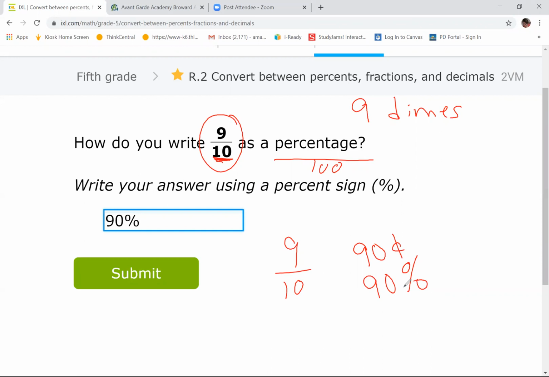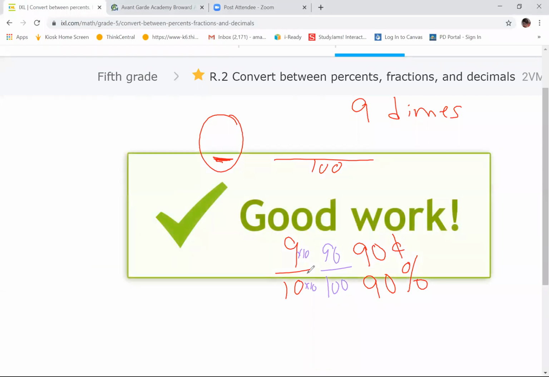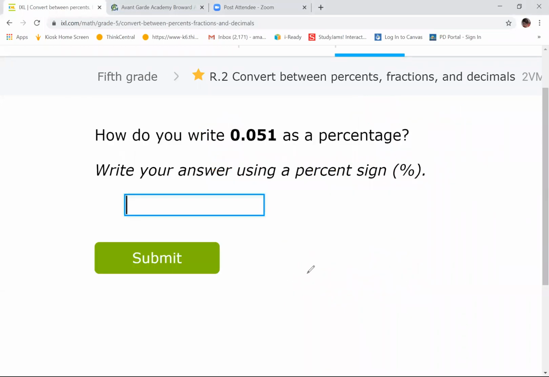Or you could think of it this way: how do I get to 100? Times 10. Times 10 too, it becomes 90. So that's our answer. Submit. Love it, love it. I'm so excited we got this problem.